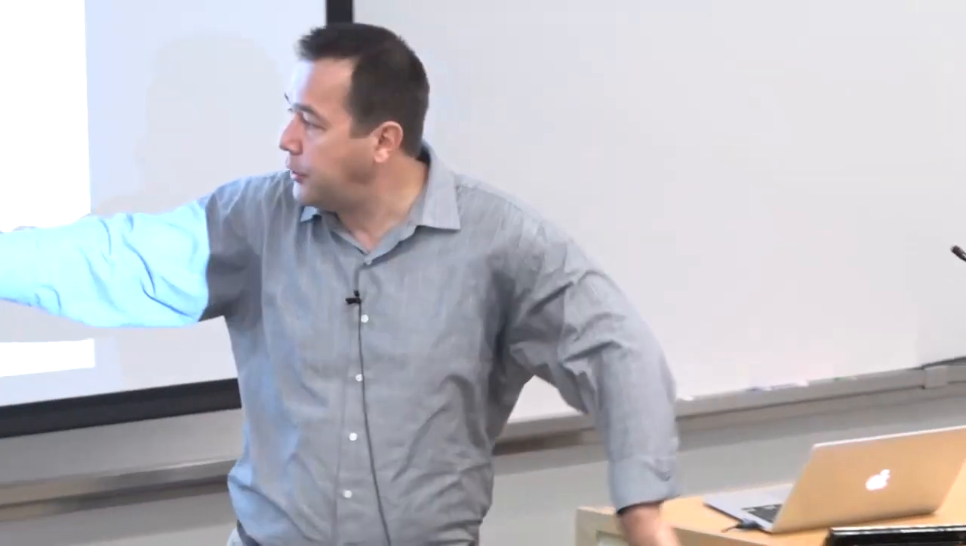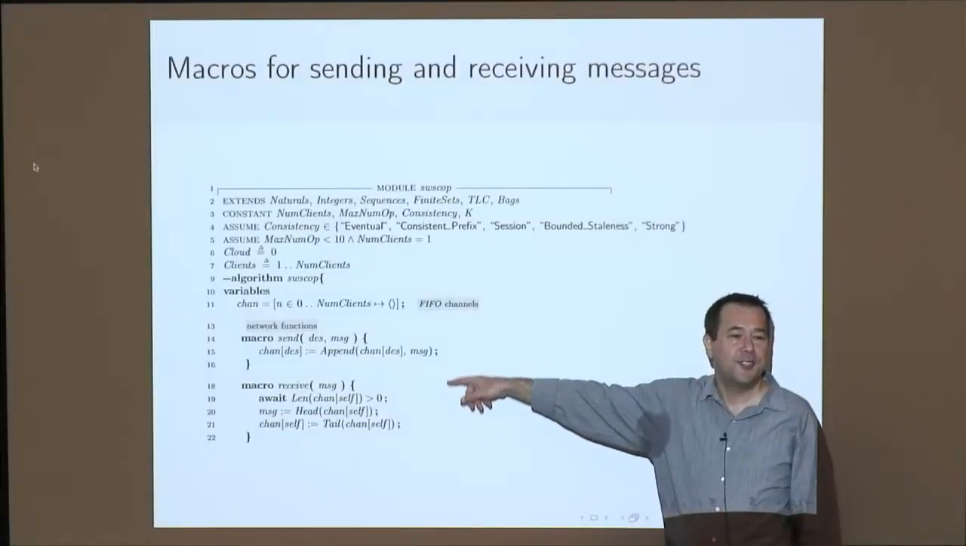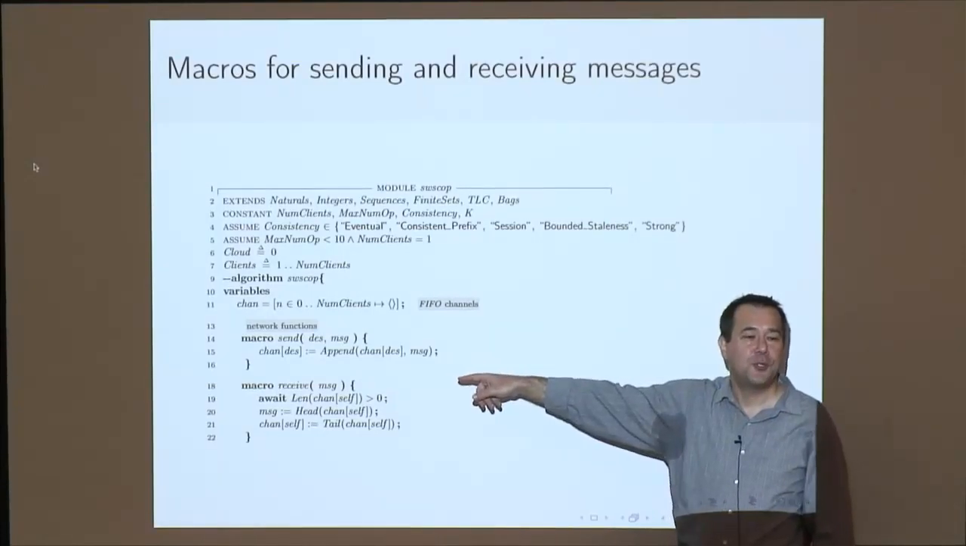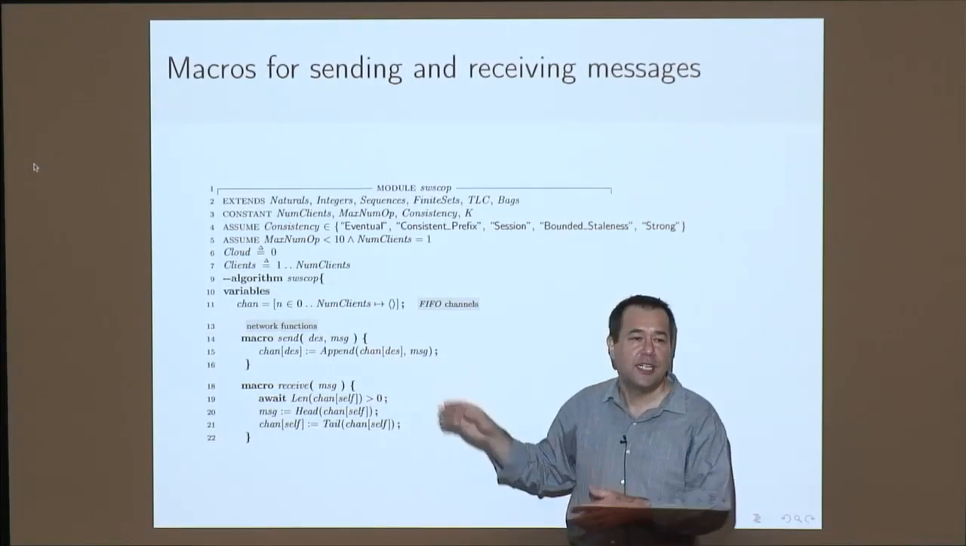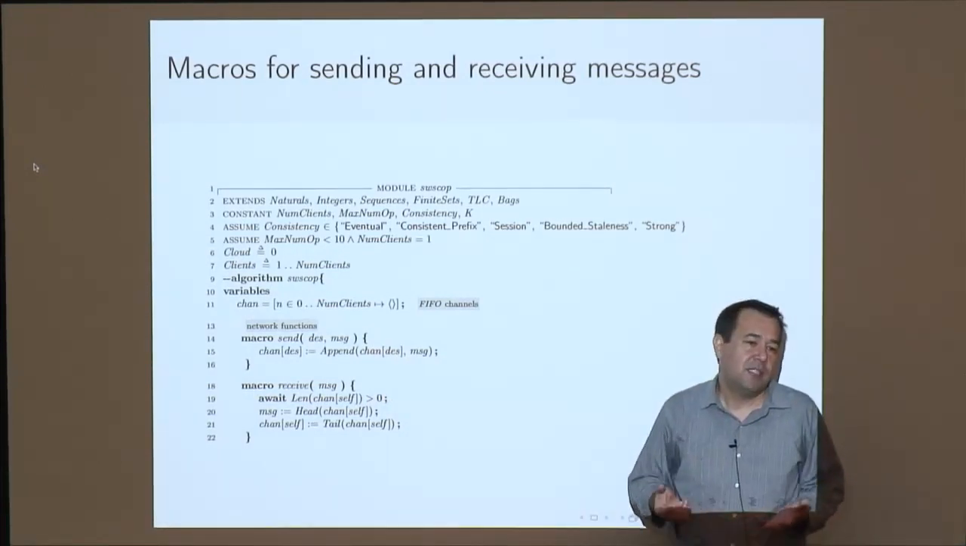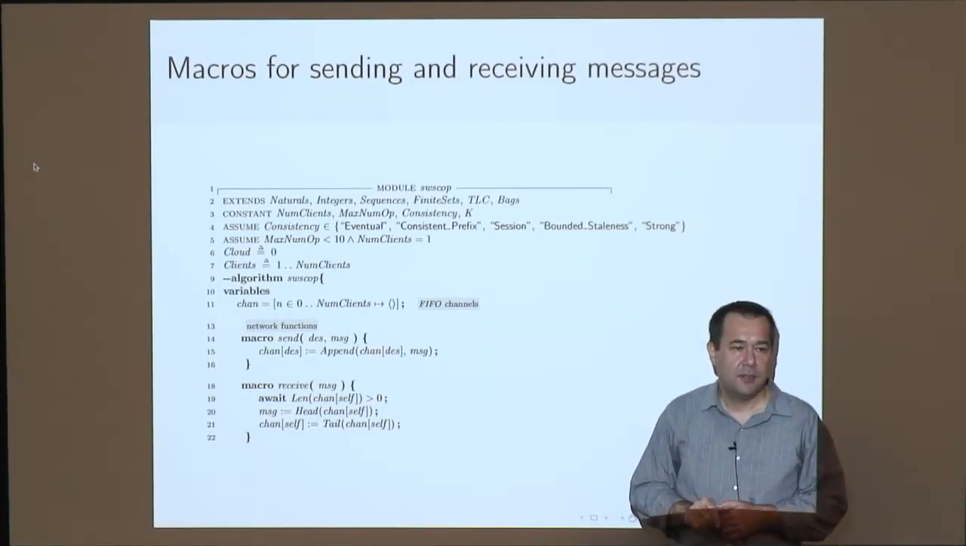But you could do it differently. This is only one way of doing the channels. You could also do it differently by adding delay. Or you could just have receive any message in your queue. That's right. So the model gives you different ways of treating this. Right. Exactly.